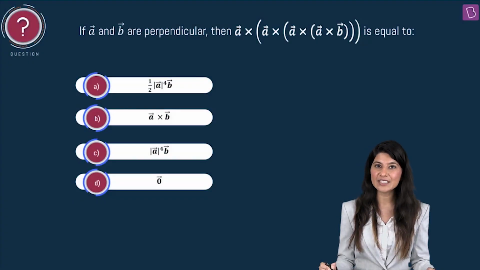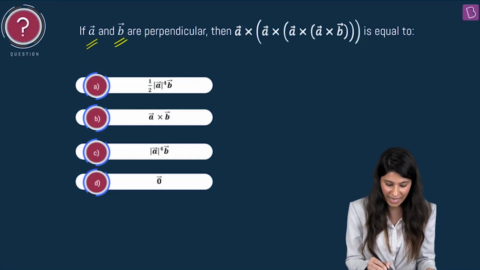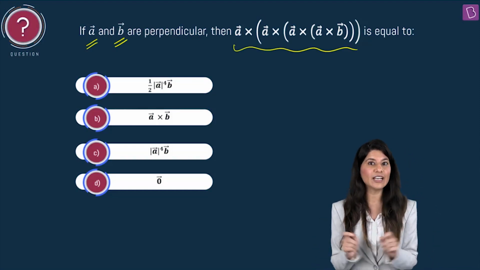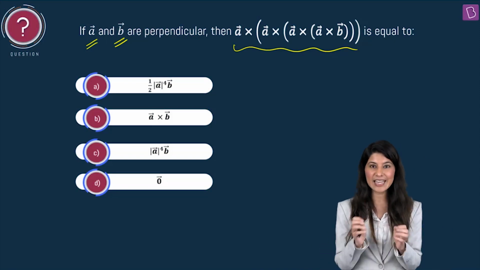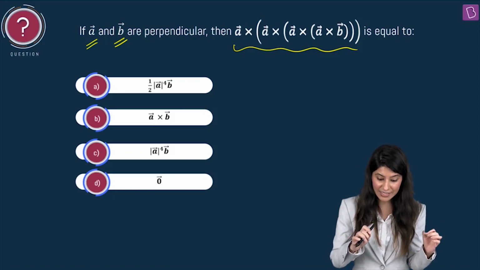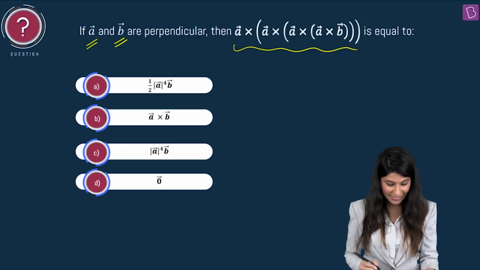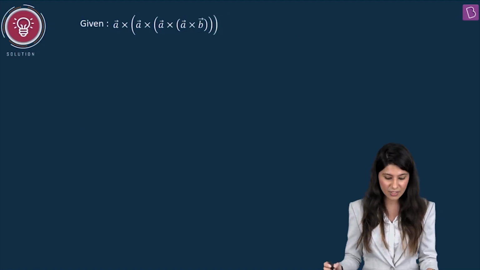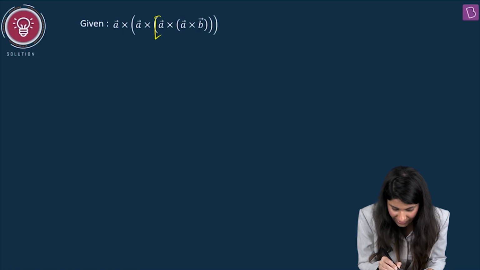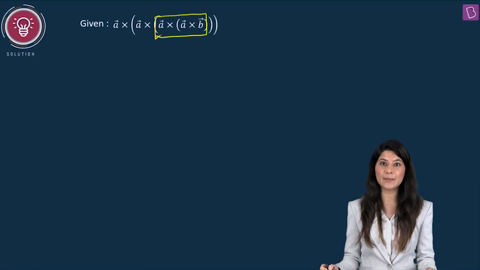From the world of vectors, we have this question where A and B are perpendicular vectors, and we need to tell the value of this particular expression involving so many cross products between the A and B vectors, which is A cross, A cross, A cross, A cross B. Okay, so let's begin. This is not a difficult question. You just need to know a little bit about the vector triple product. Yes, vector triple product. So I'll be focusing on this. Can you see this is a vector triple product? A cross, B.